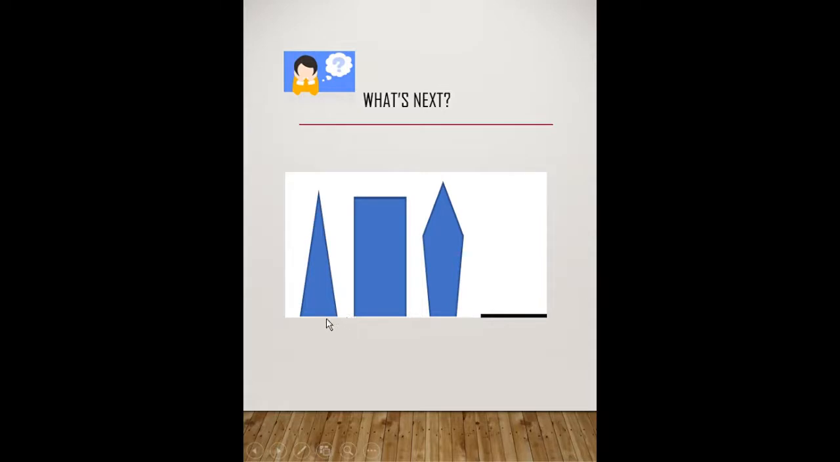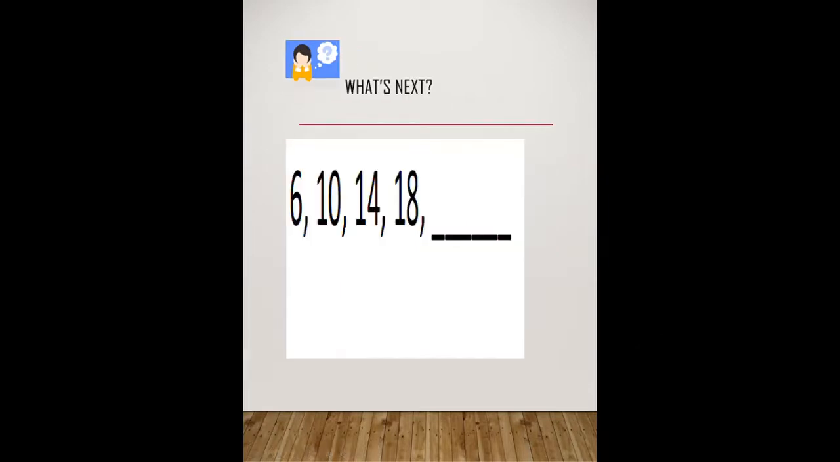Next, we have a triangle, a quadrilateral, a pentagon. What would be the next figure? So that's a hexagon, a six-sided polygon. Now we have a number sequence: 6, 10, 14, 18. What would be the next number? Okay, very good. That's 22. So you get 22 by adding 4 to 18 since that is the pattern shown in this sequence.